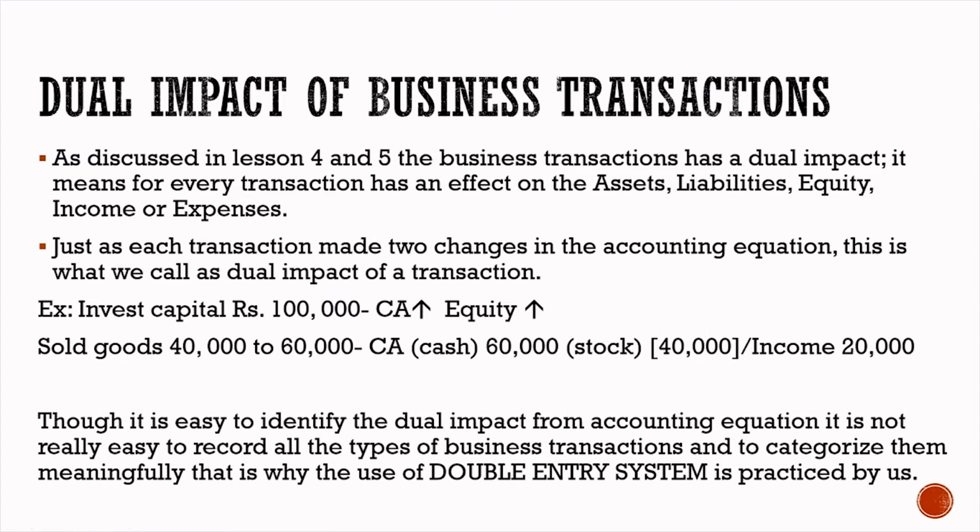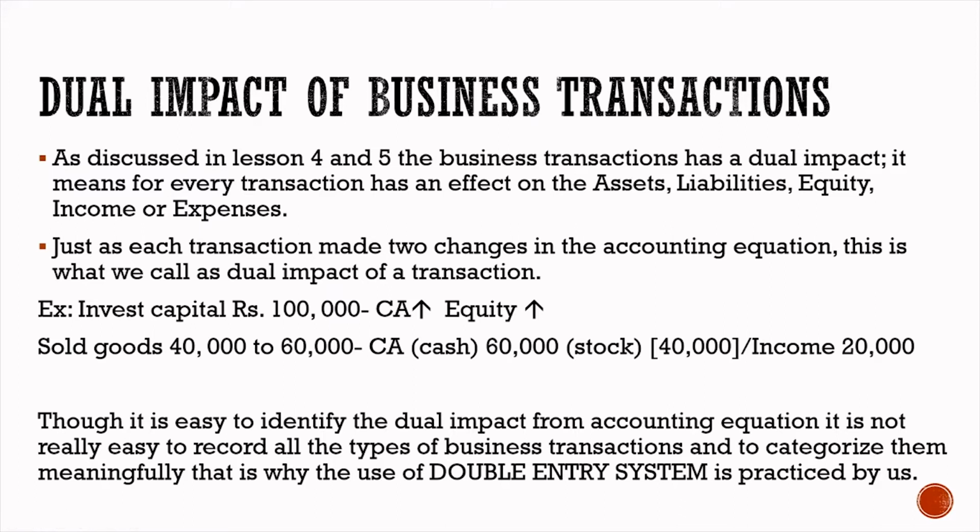The next thing is selling goods worth 40,000 for 60,000. We discussed this in a previous video as well. So then cash increased by 60,000. The stock of goods reduced by 40,000 and there's an income increase of 20,000. You would realize how this is made in our next slides.